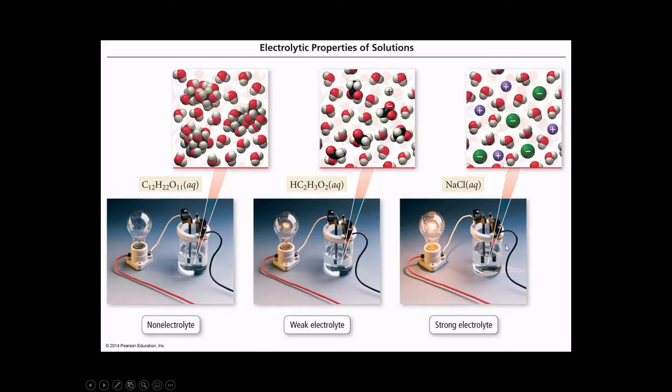So you can see that here with the light bulbs, where with the strong electrolyte, the light bulb is very bright because there's plenty of conductivity. With the weak electrolyte, you have a little bit of conductivity, and so it's dimly lighting the bulb. And then with the non-electrolyte, the bulb is just not lit. There's really no conductivity at all.